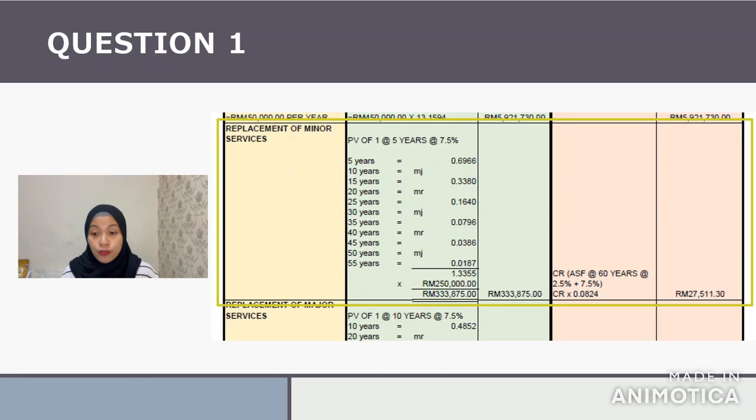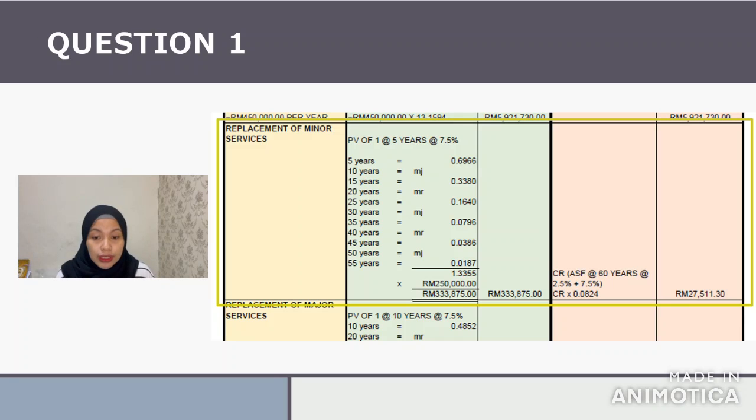Next is replacement of minor services. In the present value method table, we are using PV of 1 at 5 years at 7.5%. So here we will be doing it every 5 years: 5, 10, 15, 20th, 25, 30th, 35, 40th, 45th, 50th and 55th. Only certain years will have a value based on the valuation table, because every 10 years they have the major services, so it will not be calculated.